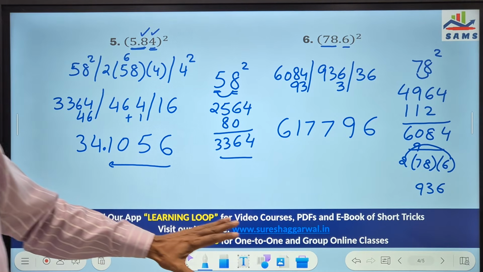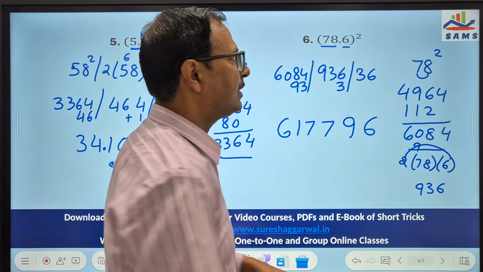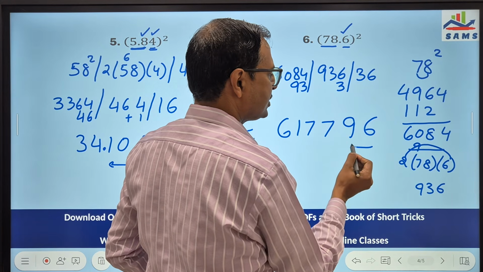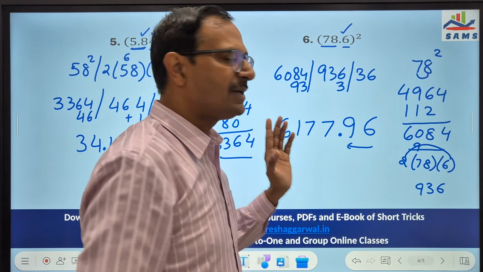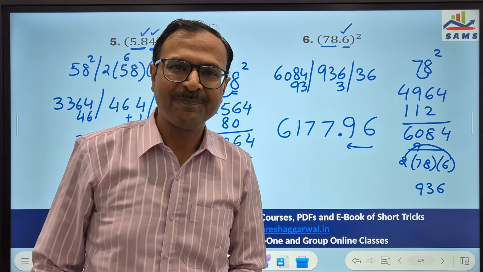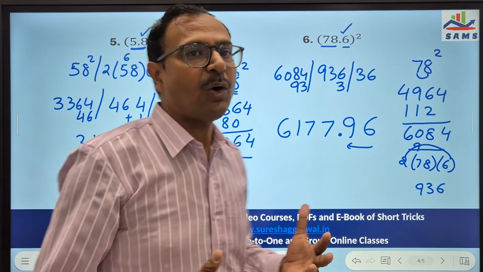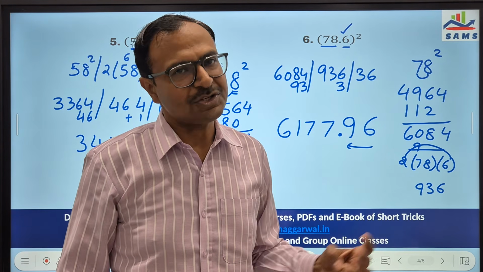So 617796 is the square of 786, but I have to put the decimal one digit here, so 2 digits in the answer, and there we go. 6177.96 is the square of this decimal number. So friends, see how wonderfully the identity works and how quickly you can find the squares of such numbers so very easily.